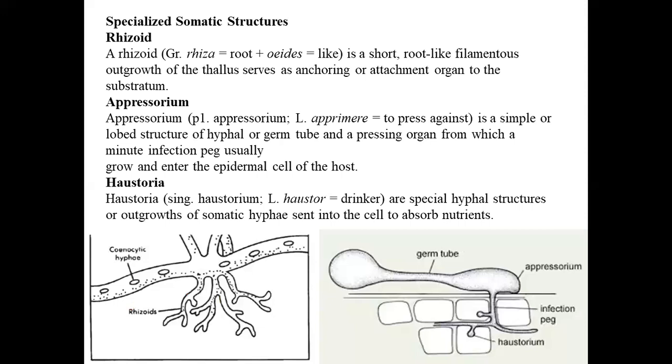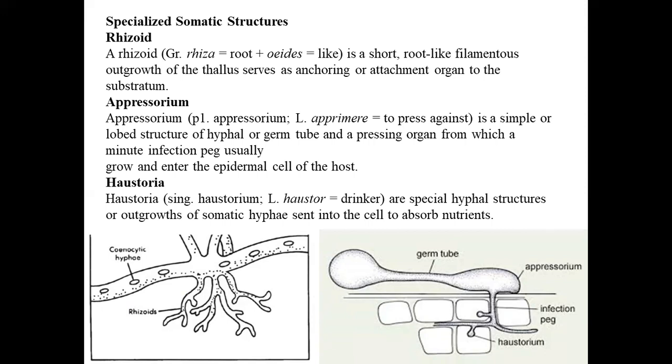Now next is specialized somatic structures. So this is about how it attaches, how it enters, how it causes the suction, along with the development of some structures, requiring specialized structures for the absorption of nutrition. So first of all, rhizoids.